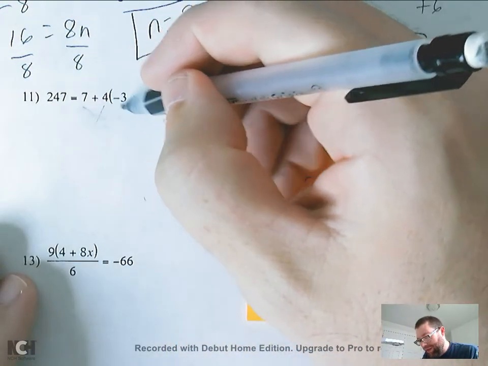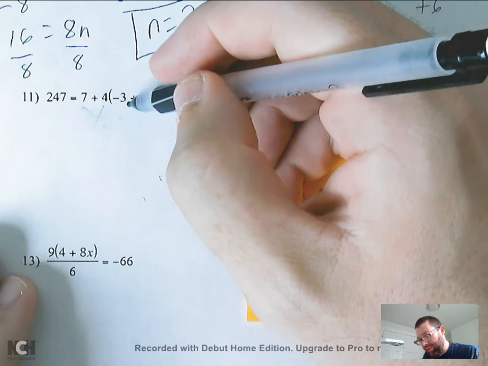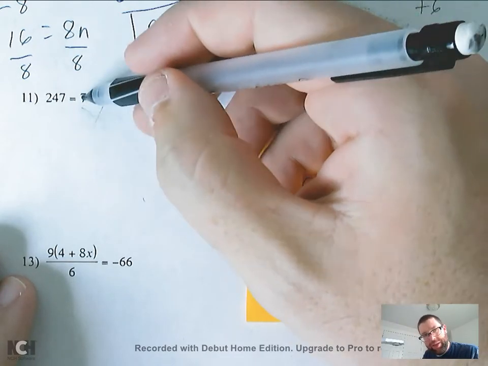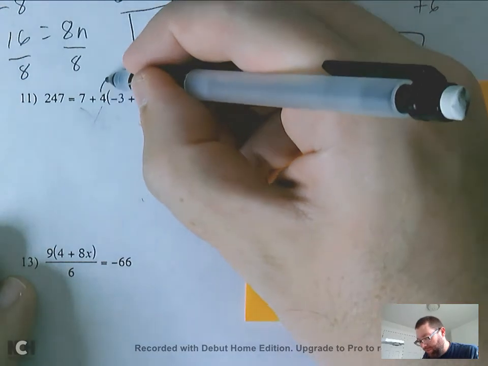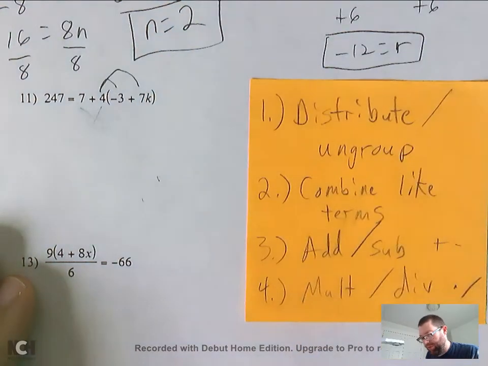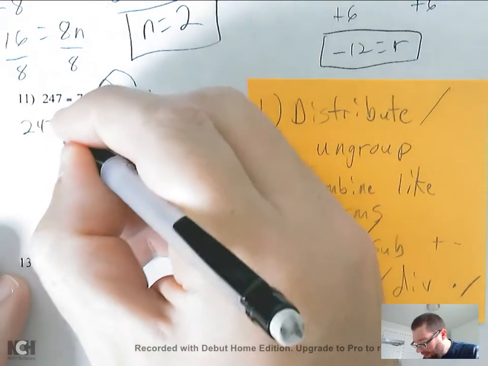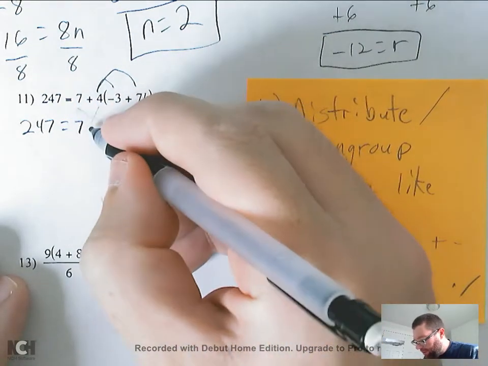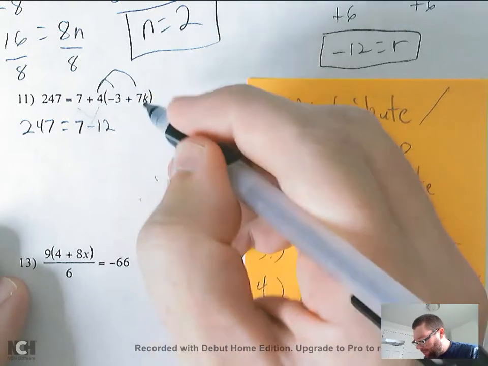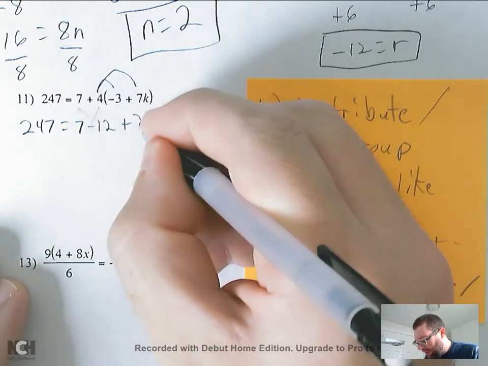This 4 is multiplying with these two terms. As such, it's not really a like term with this, right? Because it's multiplying with a couple other things. So we need to distribute it first before we look for like terms. So I'd have 247 is equal to 7. It's still chilling, right? 4 times negative 3 is negative 12. And then 4 times 7 is 28.